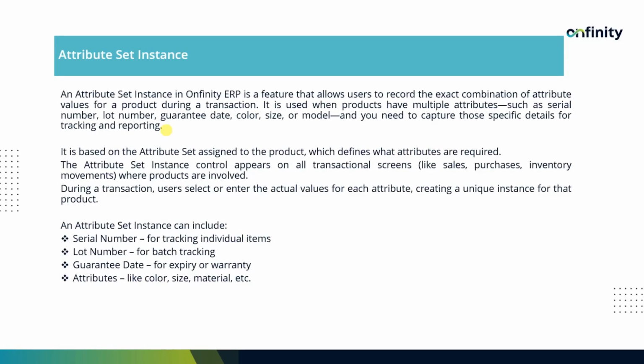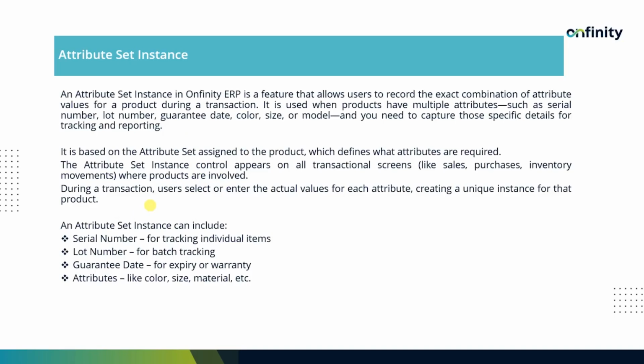An attribute set instance in Onfinity ERP is a feature that allows users to record the exact combinations of attribute values for a product during a transaction. It is used when products have multiple attributes, such as serial number, lot number, guarantee date, color, size, or model, and you need to capture those specific details for tracking and reporting. It is based on the attributes assigned to a product, which defines what attributes are required.